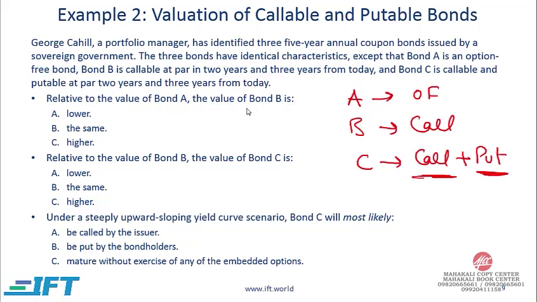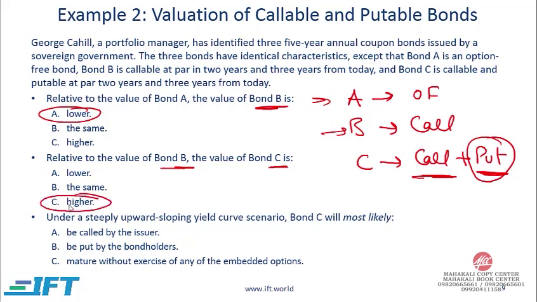Now, the value of bond B relative to the straight bond is obviously going to be lower. Why? Because bond B has a call option. Bondholders do not like call options, and therefore they will pay less for B relative to an option-free bond. Next, we compare B and C. Notice that B and C are similar, except that C also has a put option. Now, since C has a put option which investors like, therefore investors will be willing to pay more for C.